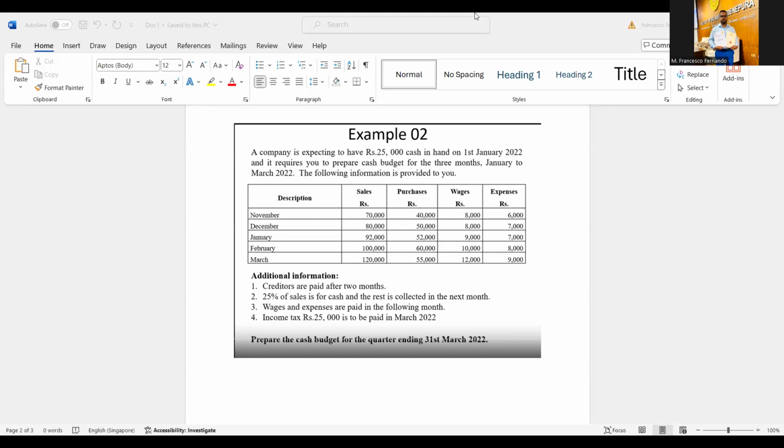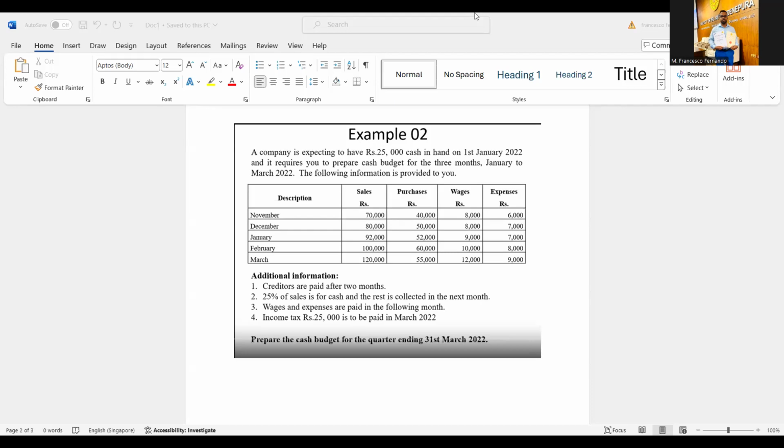So next I'm going to discuss the cash budget. This is the question which will be discussed. A company is expecting to have 25,000 cash in hand on 1st January 2022, and it requires you to prepare a cash budget for the 3 months January to March 2022. The following information is provided to you.